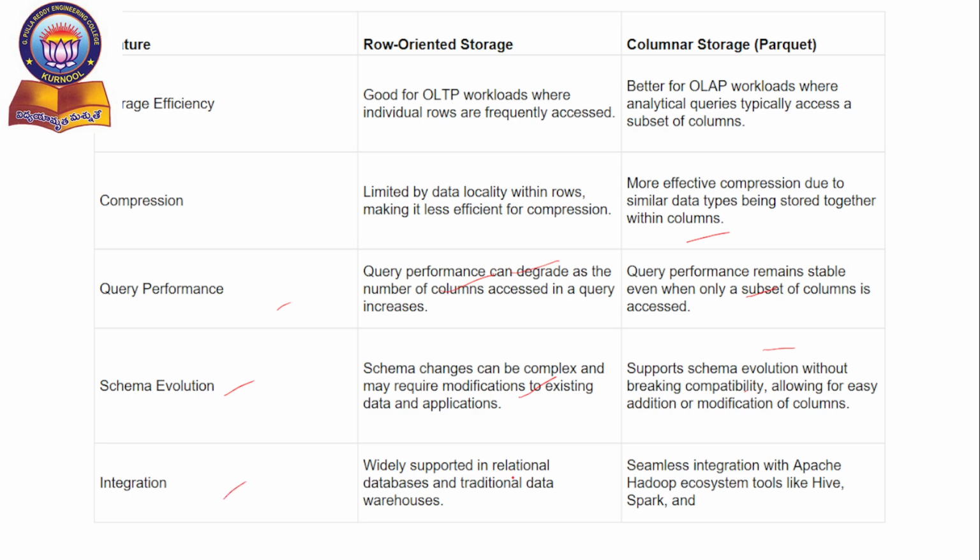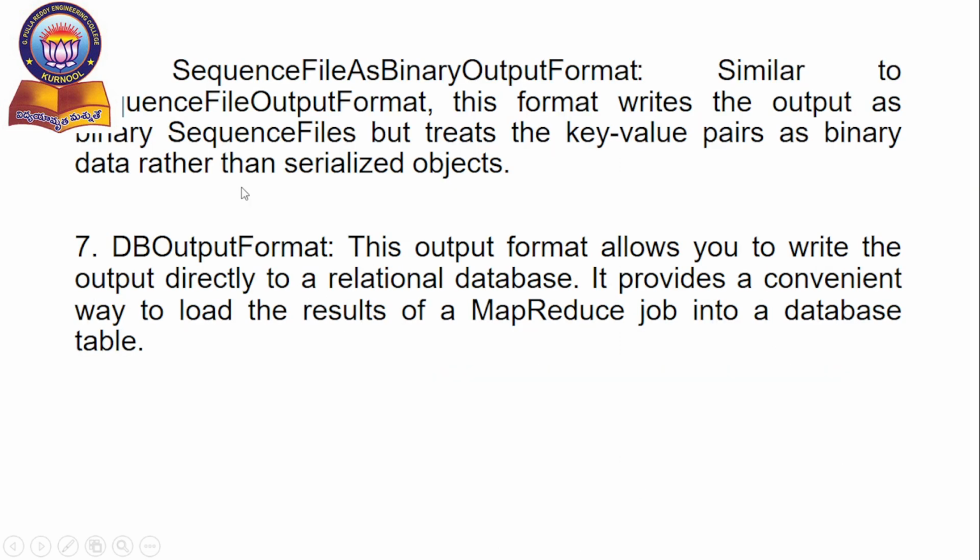Integration. Row storage is widely supported in relational databases and traditional data warehouses. Column storage has seamless integration with Apache Hadoop ecosystem tools like Hive, Spark, and other tools. Next, sequence file as binary output format. It is similar to sequence file output format. This format writes the output as binary sequence files but treats the key value pairs as binary data rather than serialized objects. The last one is the DB output format.